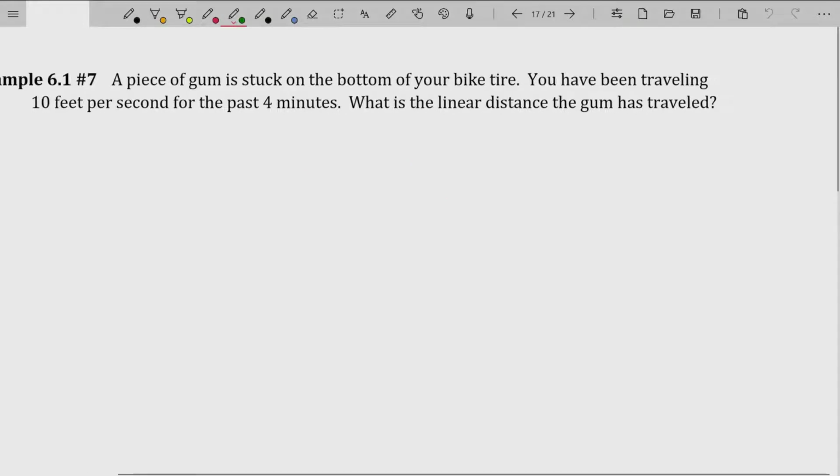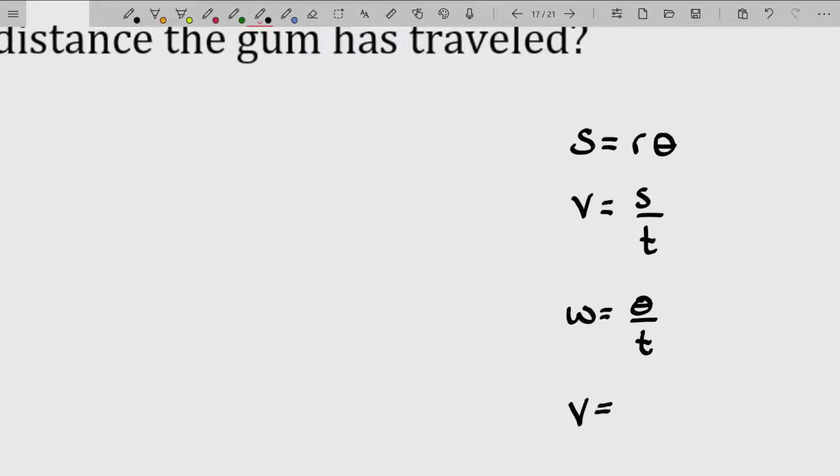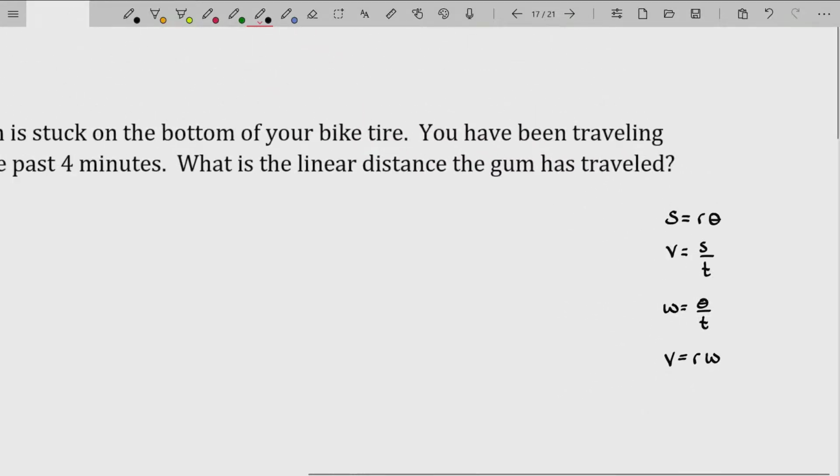But then we graduate up a little bit, and just before we begin, let me go ahead and write out all the formulas we have. I'll start with S equals r theta. Arc length is equal to radius times angle, and the angle is in radians. Linear velocity is distance over time. Angular velocity is angle over time. And finally, the relationship between linear velocity and angular velocity is V equals r omega. Those are the four formulas.